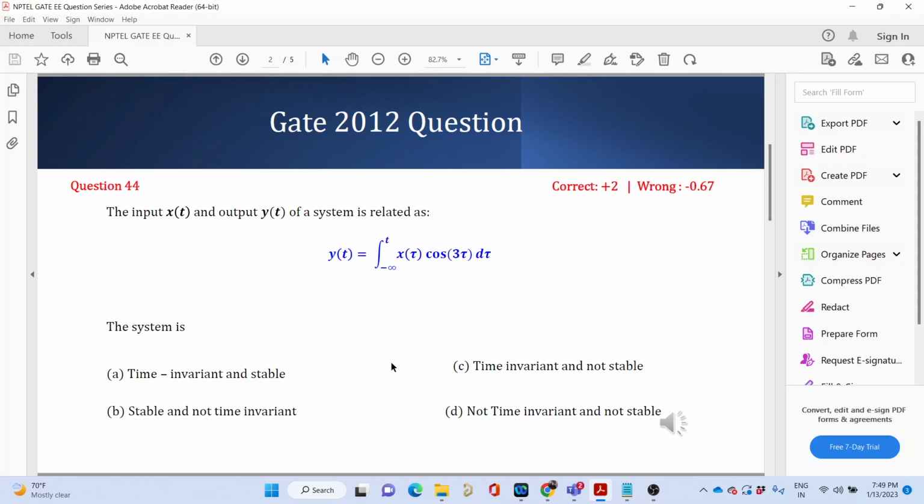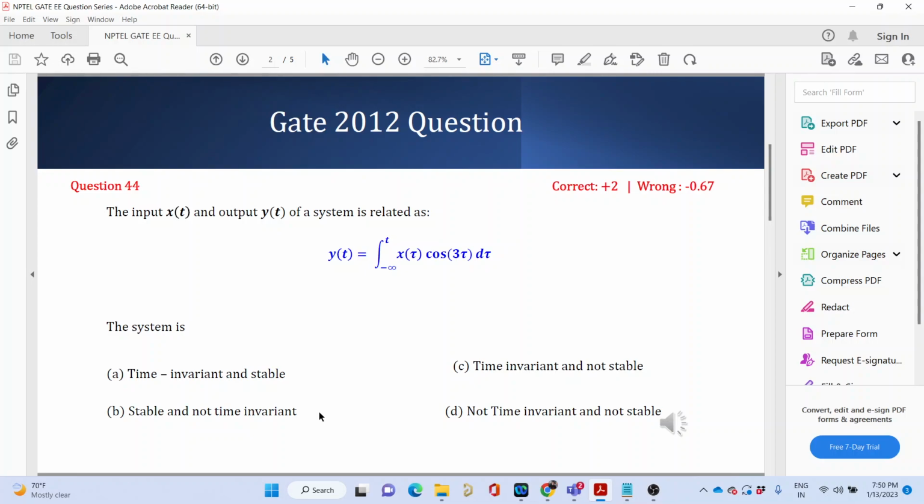Anybody with the answer yet? So it's stable, but... so D. Not time invariant and not stable. You said it is stable? No, so it's also stable. Okay, stable. Then which one? Time invariant or time variant? So B, you are saying stable and not time invariant. Yes, sir. Okay. So why are you saying it is not time invariant?